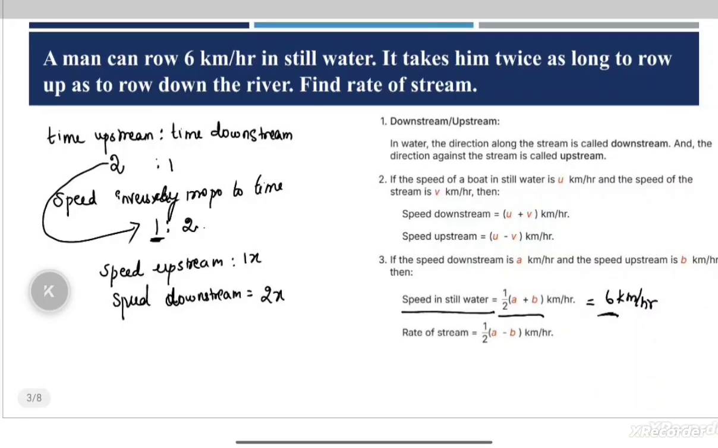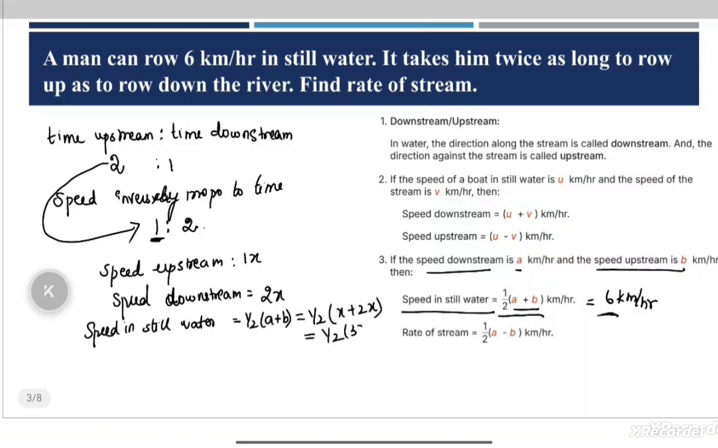Okay, so now the 6 km per hour is nothing but 1 by 2 (A plus B). But what is A? A is speed downstream and B is speed upstream. So you can substitute here. The speed in still water would be nothing but 1 by 2 into (A plus B), which is equal to 1 by 2 into (x plus 2x). Okay, so 1 by 2 into 3x, so it is 3 by 2 x. But according to the question, that is equal to 6. So you can equate these, and you can write 3x by 2 is equal to 6. When you cross multiply, this will be 3x equal to 12, or x equal to 4. Okay, so now we have found what the speed upstream and speed downstream are.